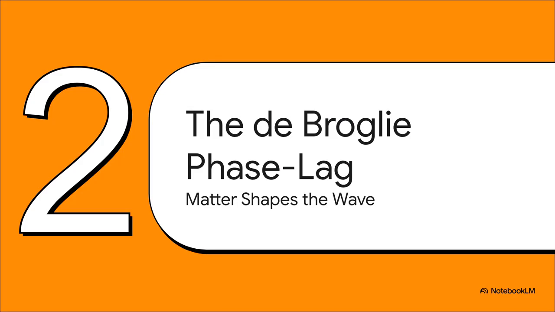Okay, this is where we get into the physics of it. The key concept is called the de Broglie phase lag. Now, I know, that sounds super technical, maybe a little intimidating, but the core idea is actually pretty straightforward. It's all about what happens to that electron wave when it passes through a piece of matter.